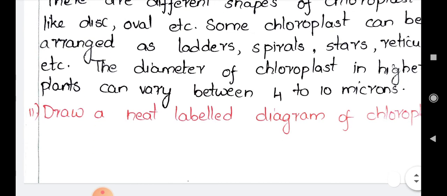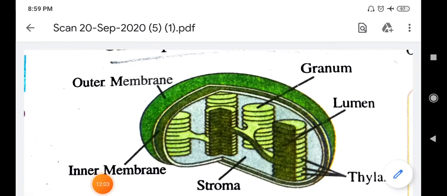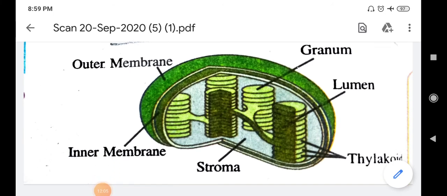And next, going to the 11th question: draw a neat labeled diagram of the chloroplast. Hold on, I'll just go to that picture. Yeah, this is the picture. You can see the structure of the chloroplast. The structure of the chloroplast is ovoid in shape if you observe the diagram, and here you have 2 layers, the outer membrane and the inner membrane. And here the grana. The thylakoids, you can see in the picture, are present.